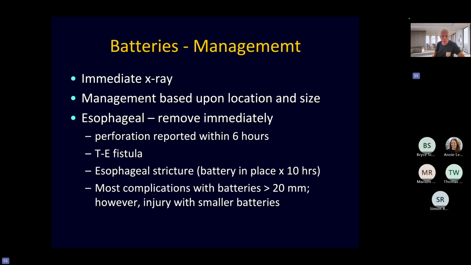If it's esophageal, remove it immediately. Perforations have been reported within 6 hours, leading to tracheoesophageal fistulae. Esophageal strictures have been noted for batteries in place for as little as 10 hours. Most of these complications are with larger batteries, those greater than 20 millimeters in diameter. However, injury has also been reported with smaller batteries. The reason there are more complications with large batteries is that they are more likely to stay lodged in the esophagus. Smaller ones are likely to pass.